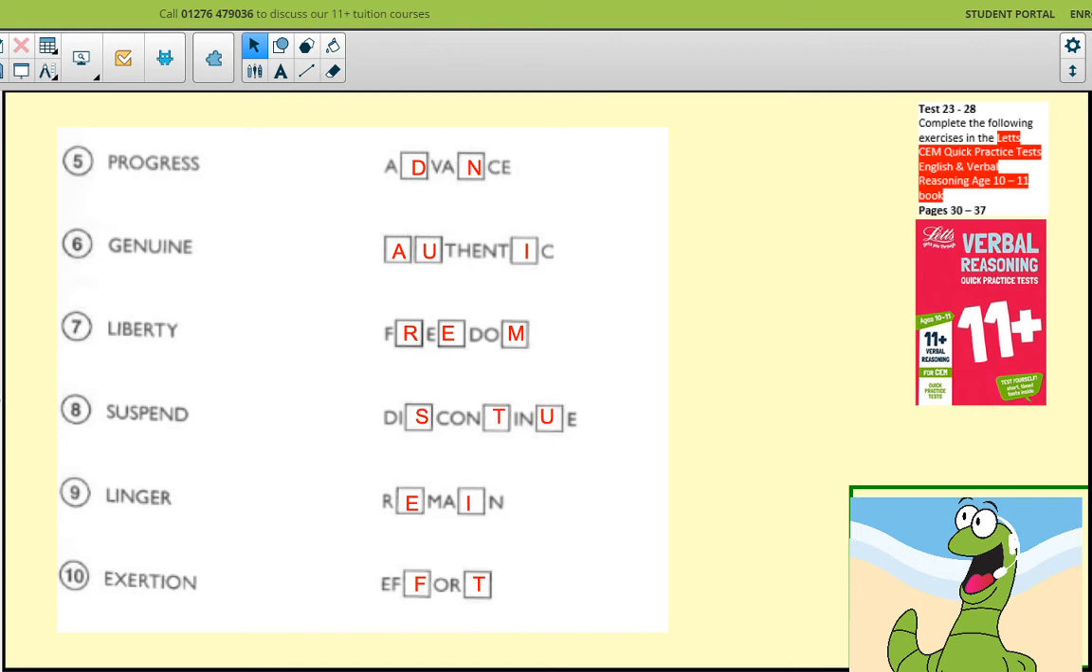Suspend. Again, this word has a dual meaning. It could mean to hang from the air, to suspend from a rope. But in this case, it means to stop something, to finish something, or discontinue. I was looking at rugs the other day, for example, and there was a particular design that I liked that was discontinued. So it was suspended.